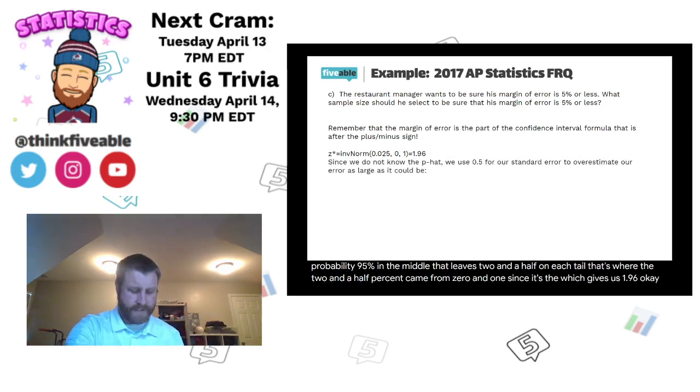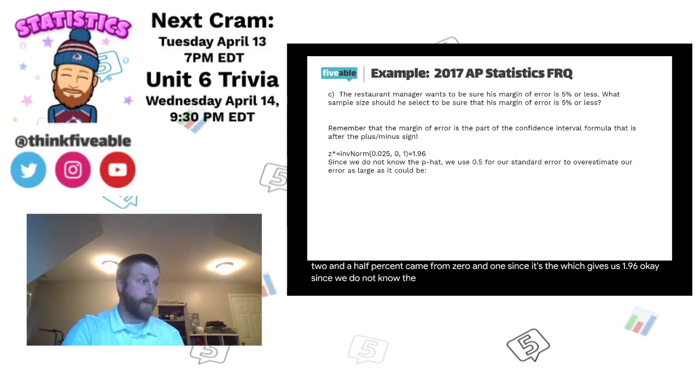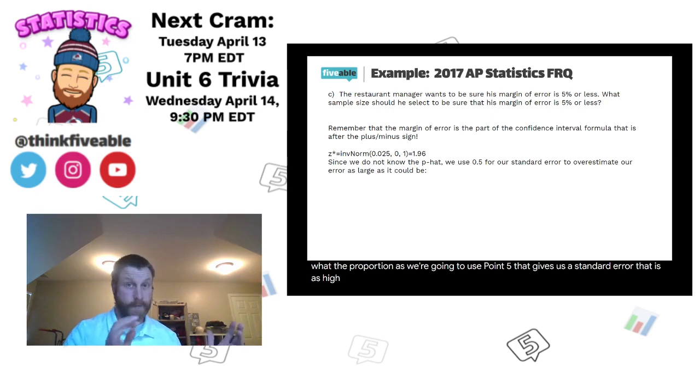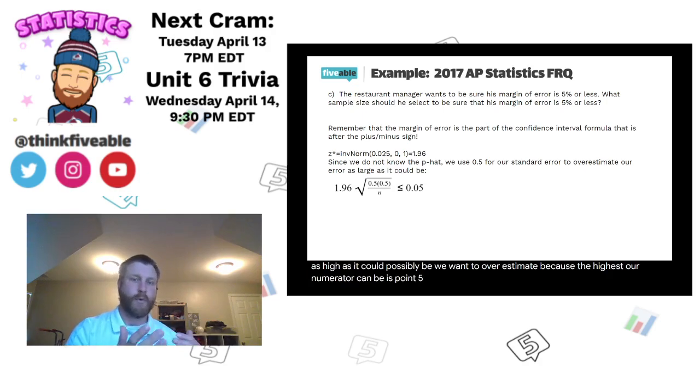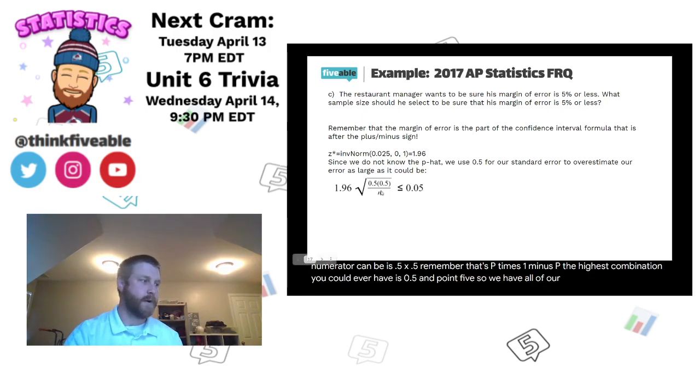Since we do not know the p-hat, we don't know for this new sample that we're making bigger what the proportion is. We're going to use 0.5. That gives us a standard error that is as high as it could possibly be. We want to overestimate because the highest our numerator can be is 0.5 times 0.5. Remember, that's p times 1 minus p. The highest combination you could ever have is 0.5 and 0.5. So we have all of our margin of error less than or equal to 0.05.